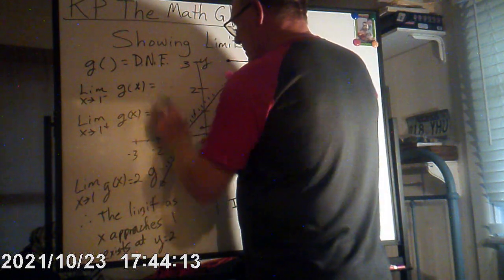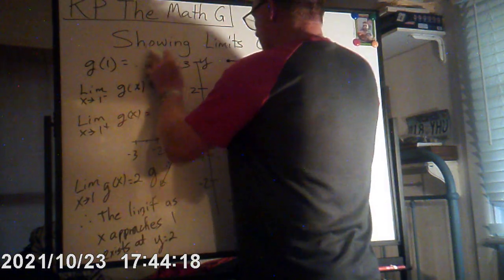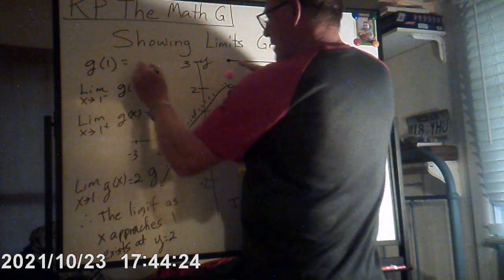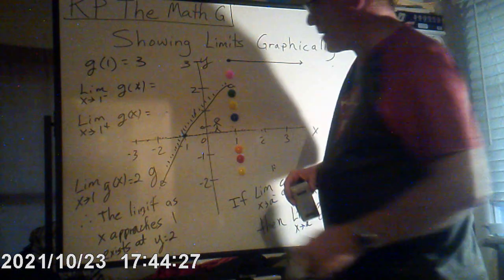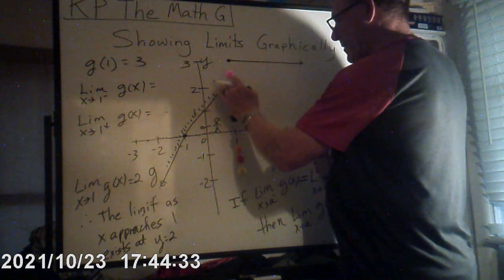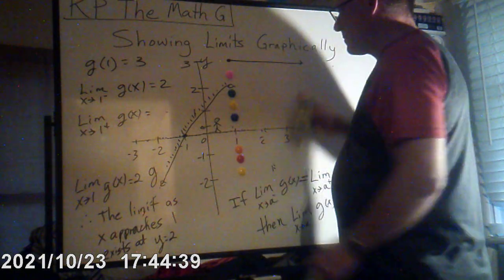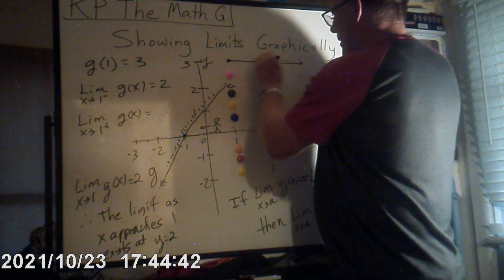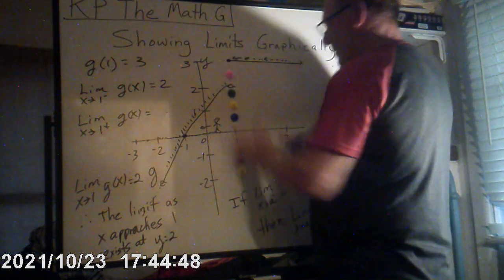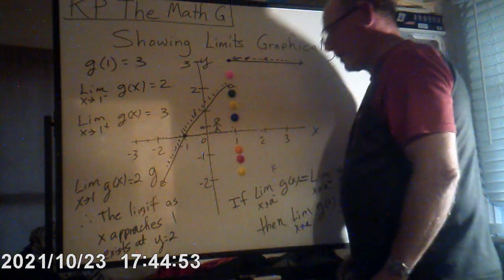Well, let's see here. Yeah, g at 1 actually does exist in this case. It's not here, remember, but where the solid part is, at 3. Just like that. Alright. From the left, this hole right here is 2. But if you come from the right side of this dotted line here, you run into 3. Well, okay.